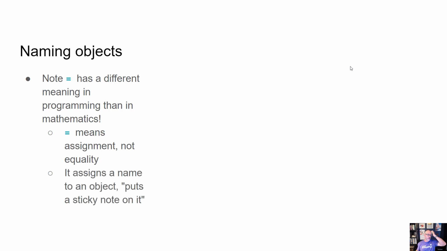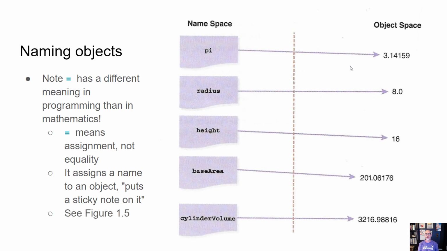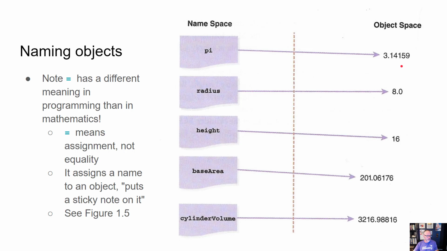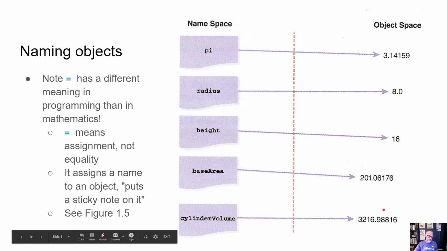It's sort of like, and again, I like the text's analogy here, it's sort of like putting a sticky note on that object. So if we take a look at figure 1.5 in your book, which I've reproduced here, these purple things on the left are my stickies, and the right-hand side are the objects that those stickies belong to. So in that session that we just looked at, we created a variable named pi and associated with it this object. Likewise with radius, height, base area, and cylinder volume. Okay?